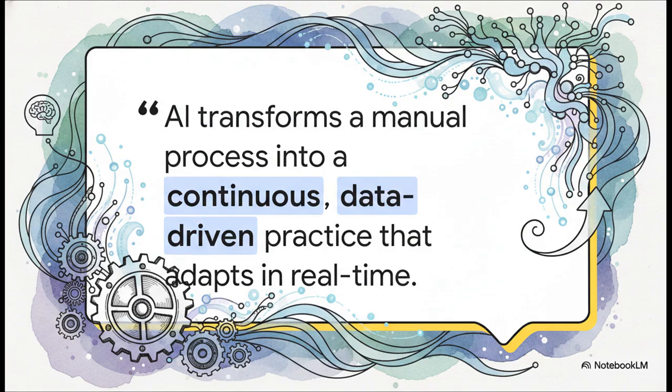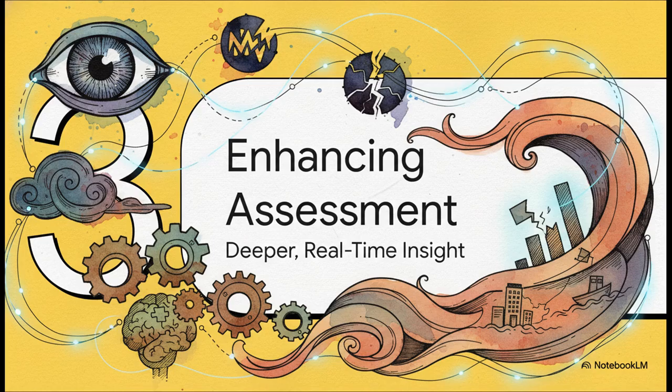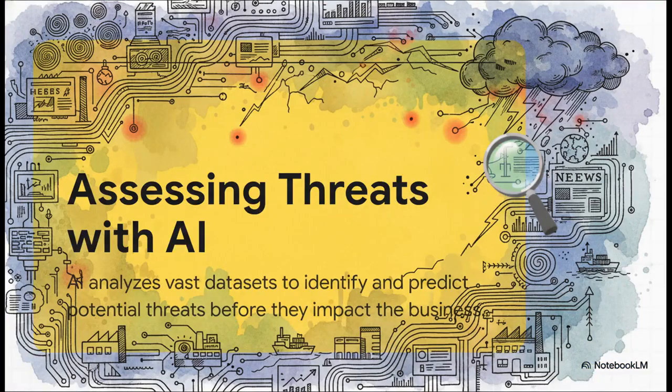So you're probably wondering, how does AI actually pull this off? It's not magic, not at all. It's about making 3 core parts of risk assessment way smarter: understanding threats, impacts, and dependencies. Let's break those down. First up, threats.